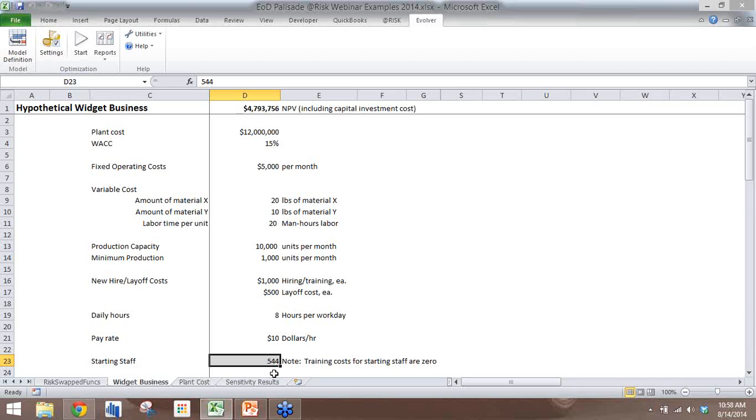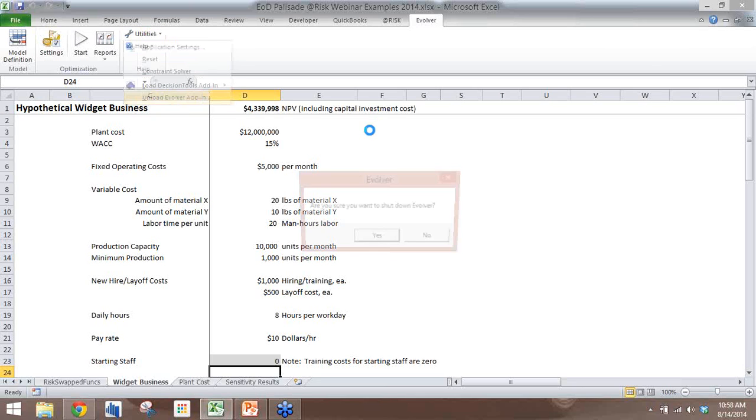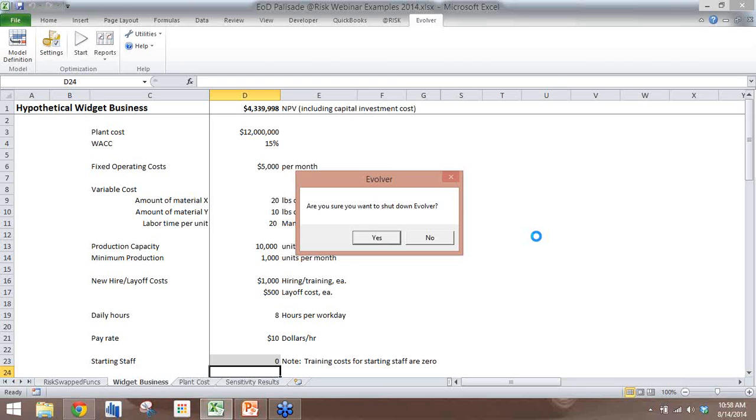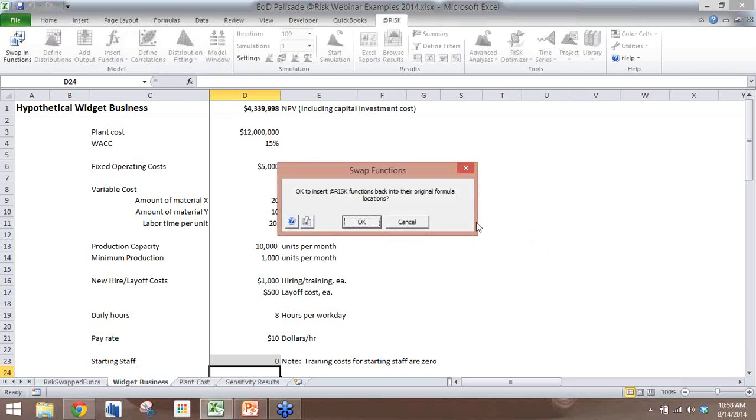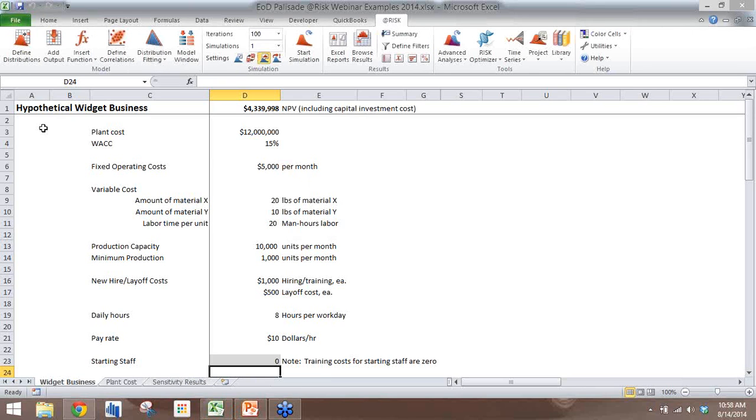Okay, so just remember this value, 544. What I'm going to do is change that back to 0 now as my starting point. What I'm also going to do now is unload the Evolver add-in. I still have at-risk active. I'm going to now swap back in my at-risk functions, which is a very handy feature that I use fairly frequently, especially when you want to deliver your model to someone that doesn't currently have at-risk.